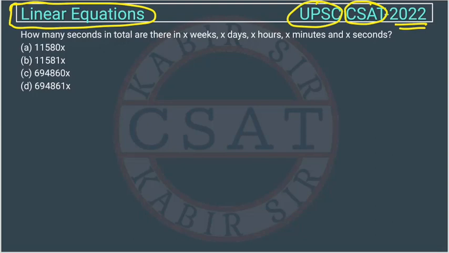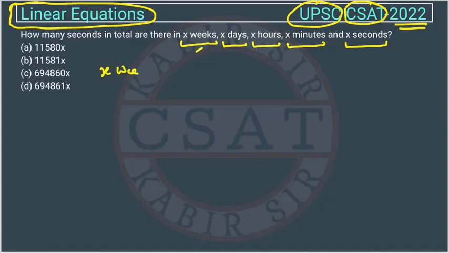So the question is, how many seconds in total are there in X weeks, X days, X hours, X minutes and X seconds? So he has given some weeks, days, hours, minutes and seconds, and is asking for the answer in seconds. Don't get confused with this X. Let X remain as it is.